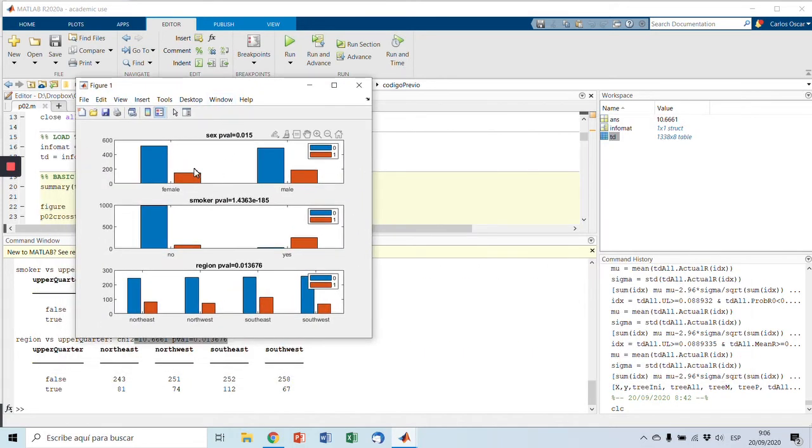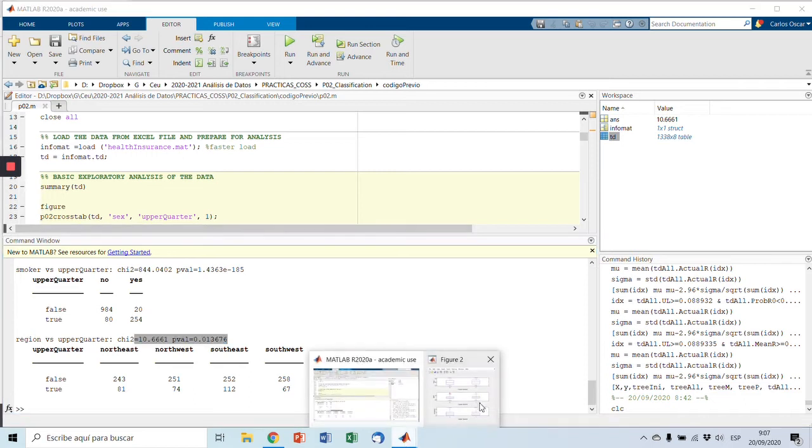So here we have the distribution of sex. Being male seems to be a little bit more likely to put you in the upper quarter. Then being a smoker, you see, it completely reverses the pattern. If you are a smoker, then the probability of not being in the upper quarter is really low. Here, blue means not being in the upper quarter, orange being in the upper quarter. So if you smoke, you are very likely to belong to the upper quarter. And if you don't smoke, then you also have a non-negligible probability, but much smaller than for smokers. And then the regions, it seems that southeast has a larger probability of being in the upper quarter, and southwest is the one with the lowest probability.